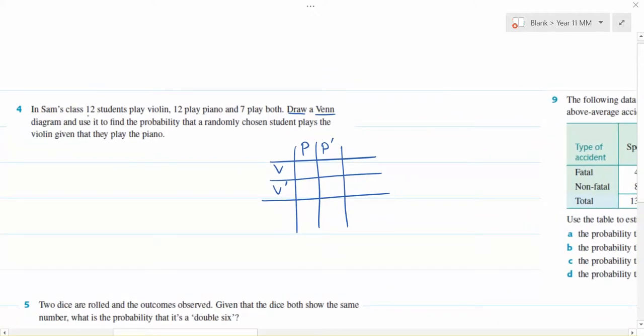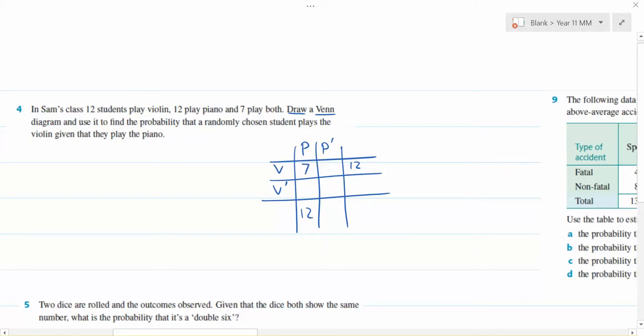Now they already say that in Sam's class, 12 students play violin. So I know in total, 12 play violin. I know in total, 12 play piano. Now, remember, for piano, the final sum is down here. That's your 12. Okay. And 7 play both. So that means this square right here represents playing violin and piano together. And I know there's 7.